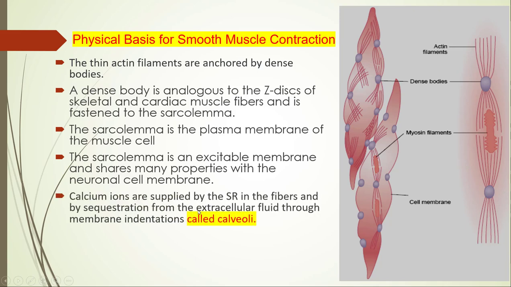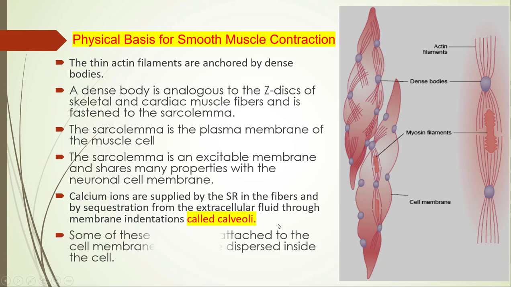Calcium is supplied by the sarcoplasmic reticulum in the fibers and by sequestration from the extracellular fluid through membrane indentations called caveolae. In the membrane there are indentations. These indentations are called caveolae, and in these caveolae we have the calcium.